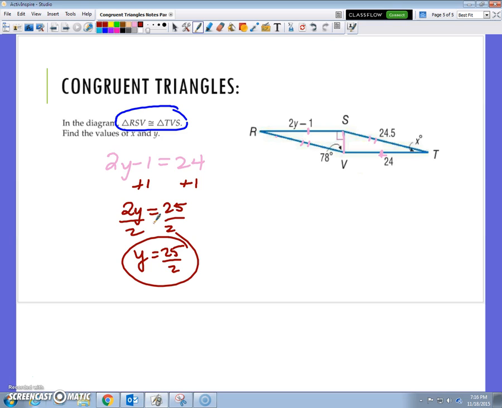Now, it tells me that x is angle T. So if I look back at my congruent statement, for T I'm looking at angle R, which is what it must be equal to. The problem is I don't know angle R, but I do know that triangles add up to 180 degrees. I have 90 for my right angle and an additional 78. So in total I have 168, leaving just 12 degrees for angle R. And so if angle T in my congruent statement is equal to angle R, and I know angle R is 12, then I know that x must equal 12.